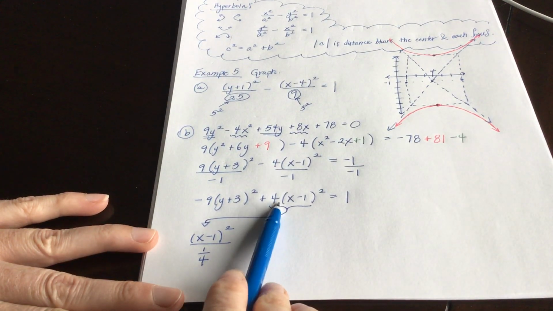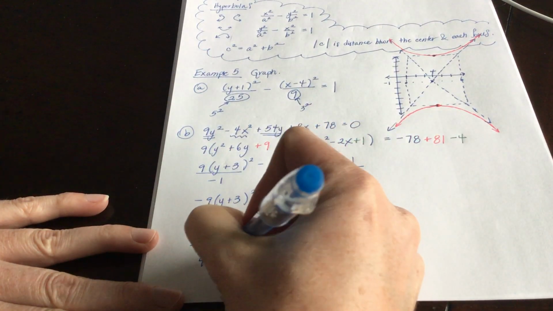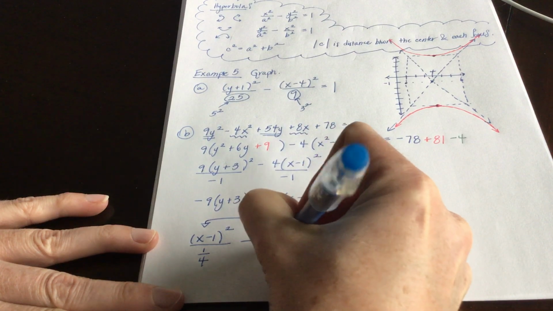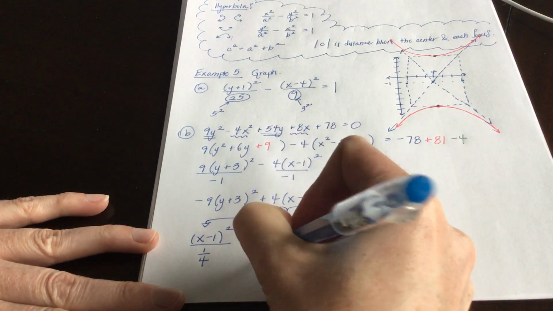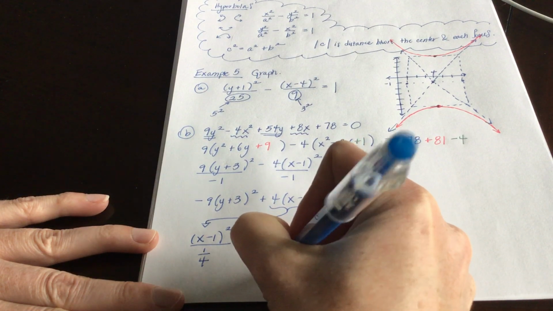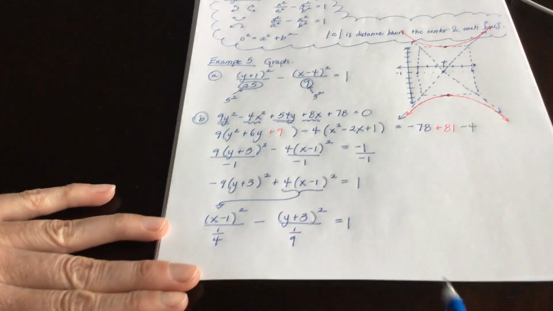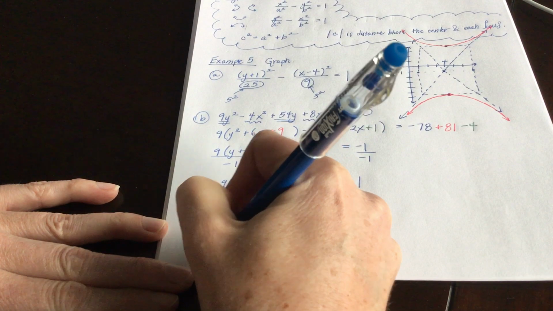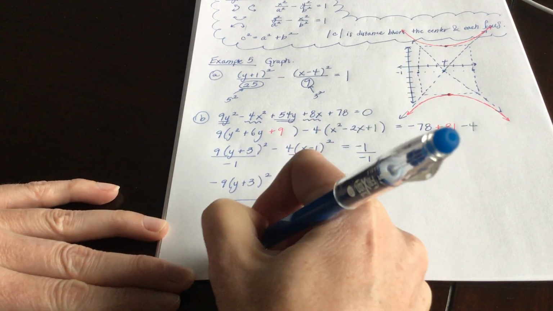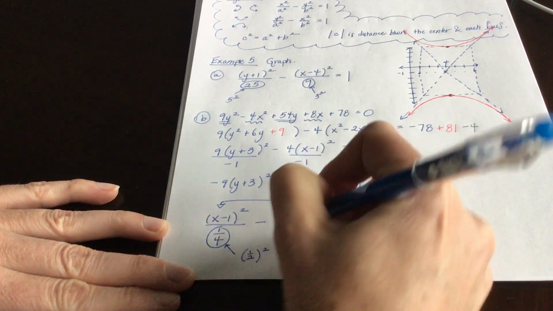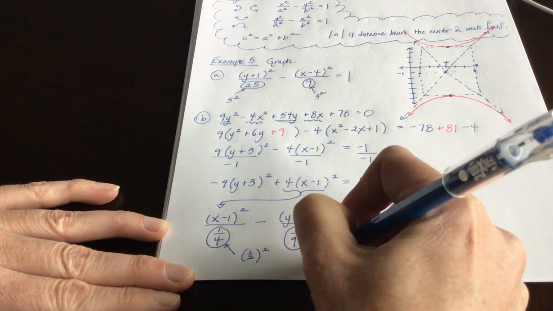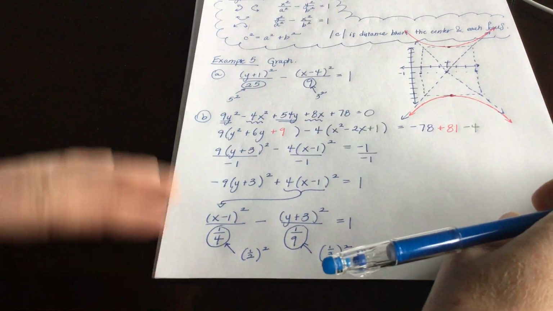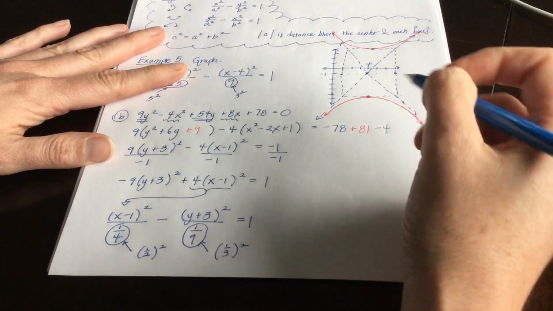Dividing by 1/4 is the same as multiplying by 4. And then I'm going to have minus the quantity y plus 3 squared divided by 1/9, the equivalent of multiplying by 9, equals 1. Just to be clear, 1/4 is 1/2 squared. 1/9 is 1/3 squared. And then we can go ahead and graph it.